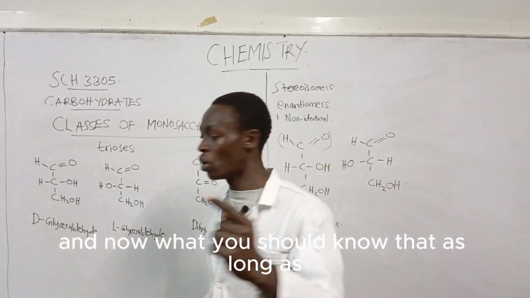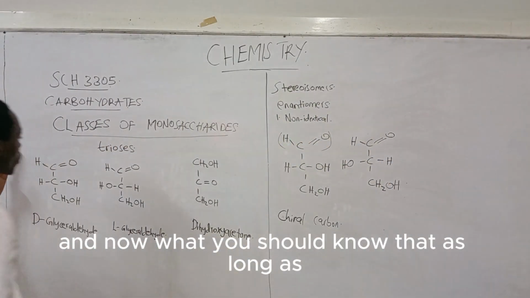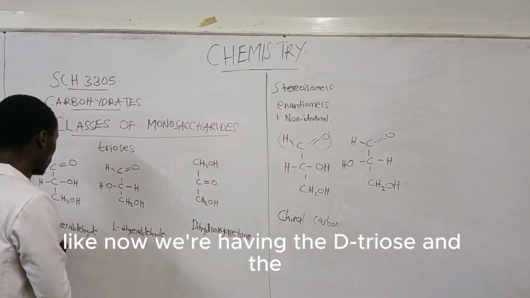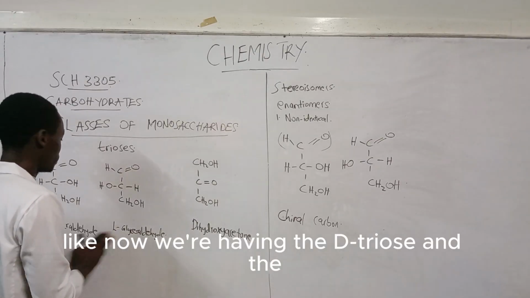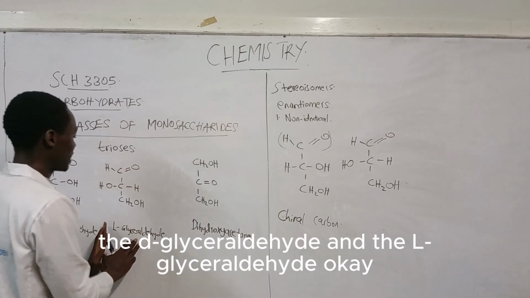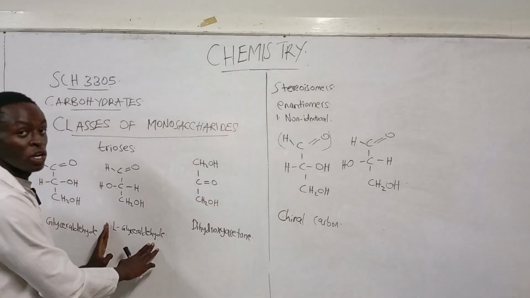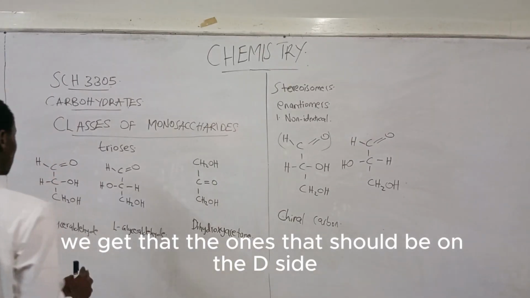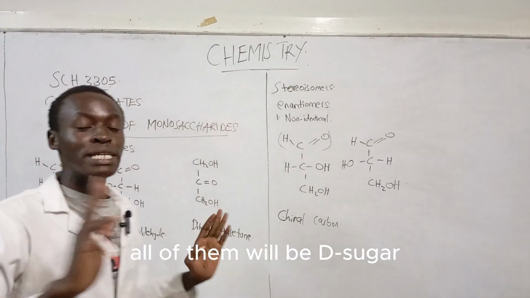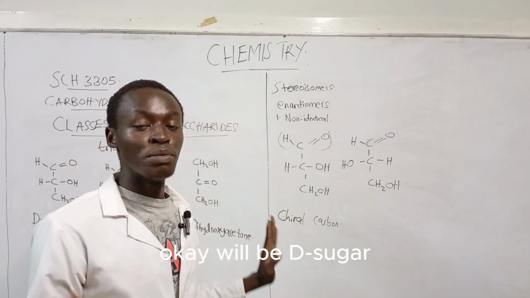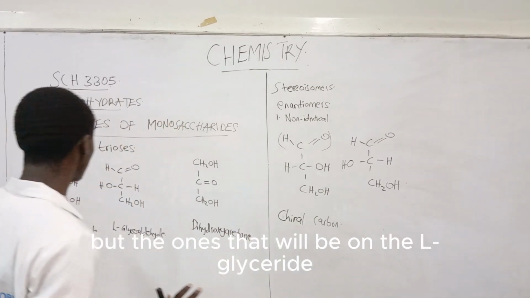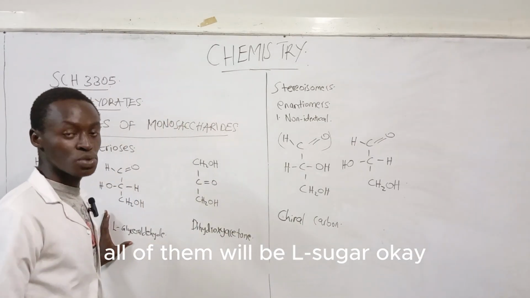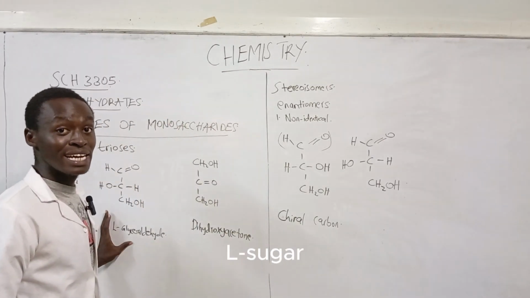What you should know is that as long as we have the trioses, we have the D-glyceraldehyde and the L-glyceraldehyde. The ones that will be on the D side, all of them will be D sugars, but the ones that will be on the L-glyceraldehyde side, all of them will be L sugars.